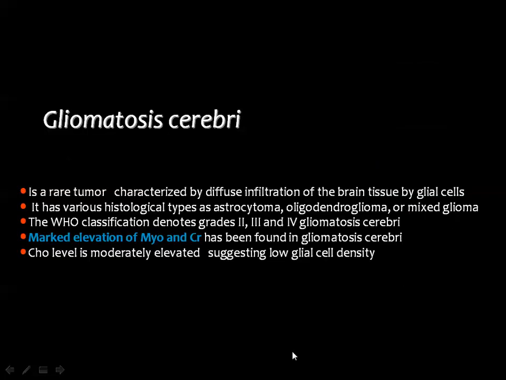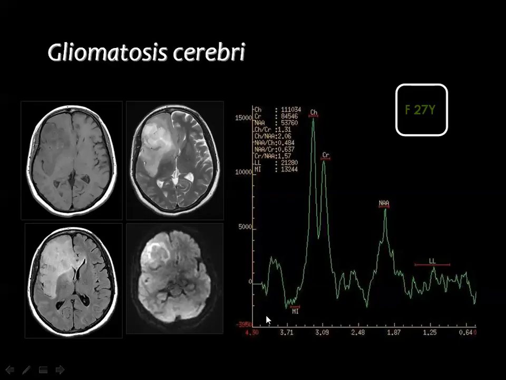In glioblastoma, gliomatosis cerebri is usually classified by WHO to have many grades, 2, 3, and 4, according to the histologic findings. Then marked elevation of myoinositol and creatine are found in high-grade tumors of gliomatosis cerebri. Here, this is an infiltrating glioma or gliomatosis cerebri, low signal in the T1, high signal in the T2, and the high signal also in the FLAIR images with some restricted diffusion in diffusion-weighted images.